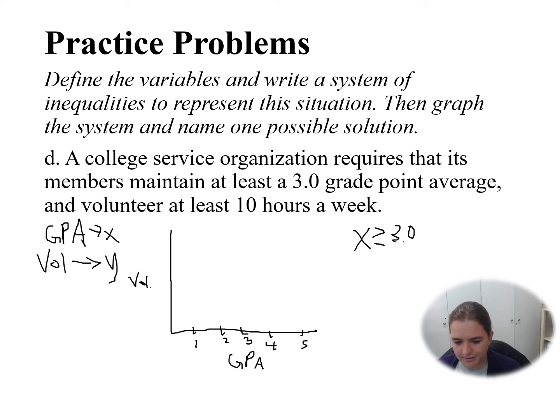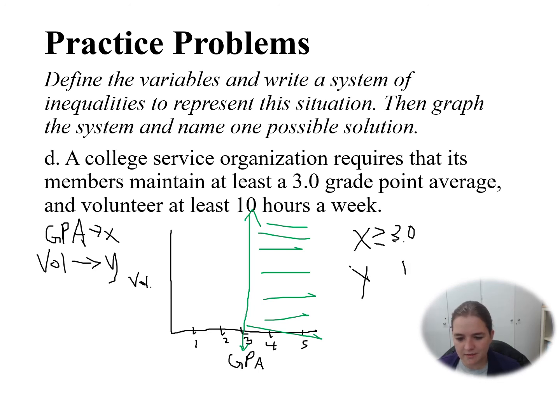I know that it's going to look like 3 with a solid line through it. A GPA of greater than 3 is going to be everything shaded that's greater than 3. For my volunteering, well, the Y needs to be at least 10. So it could be exactly 10 hours of volunteering, or it could be more. We'll skip by 2s. 6, 8, 10, 12, 14, 16.